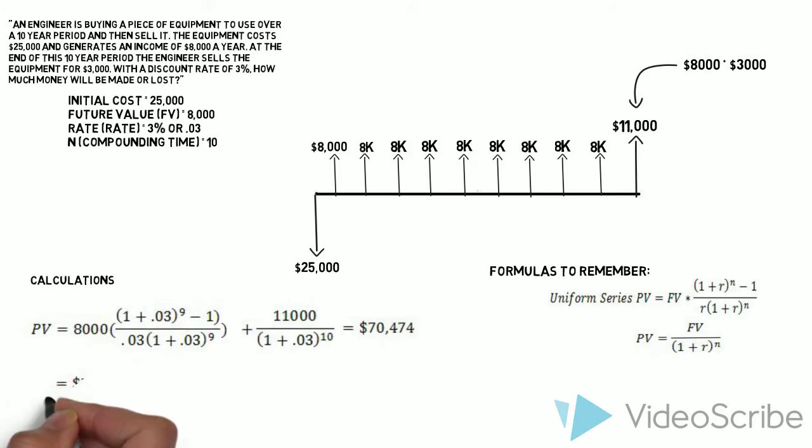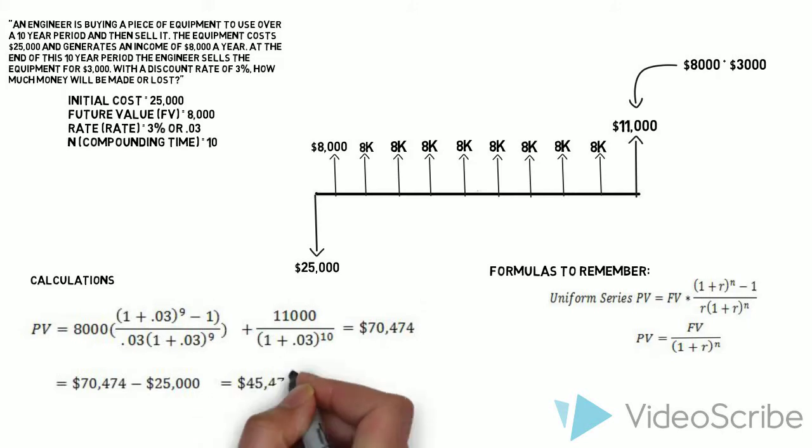70,747. However, this is not the final answer because we need to subtract the initial cost or investment of the $25,000. This will give us $45,474 as the net present value, our final answer.